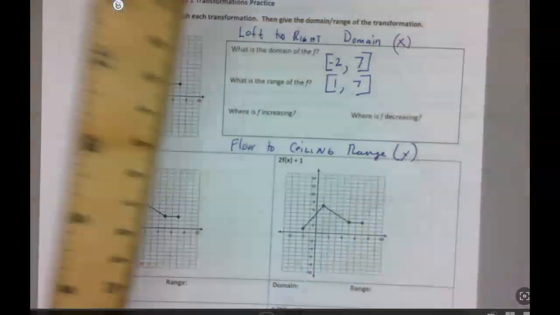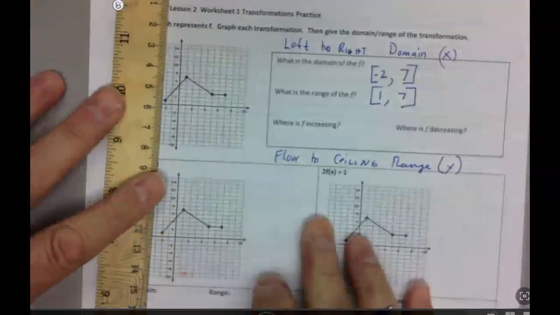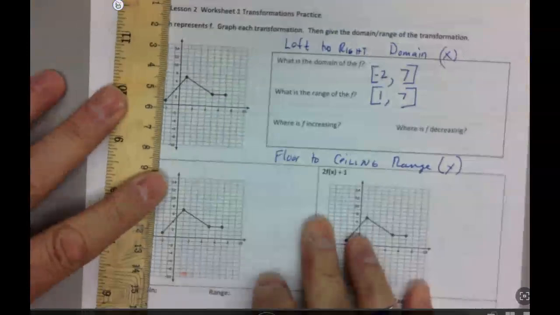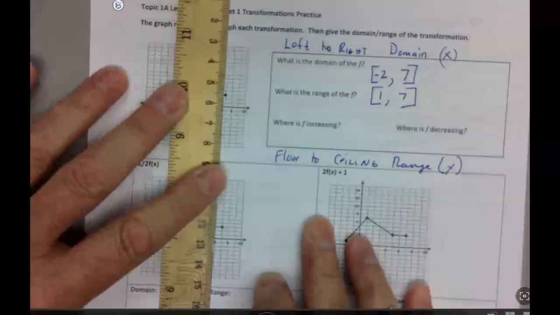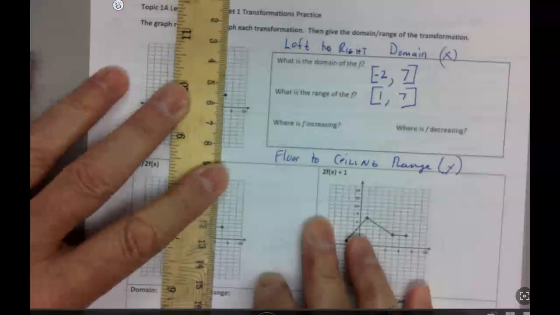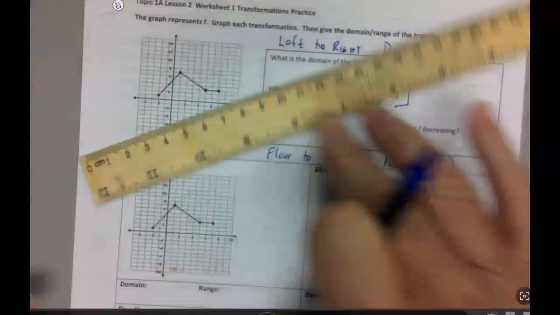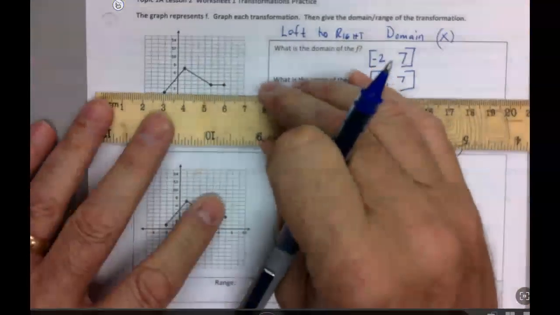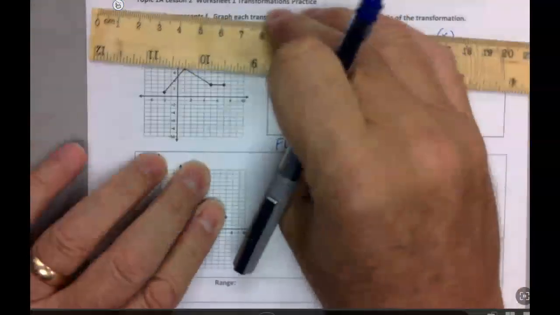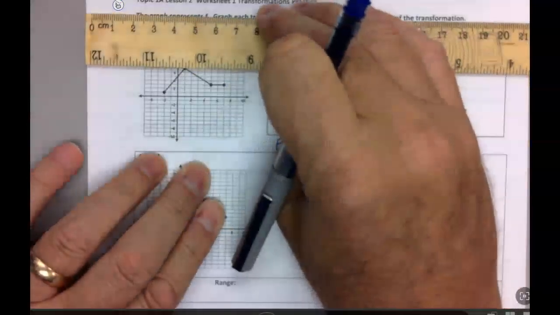So put your ruler there where it intersects the x-axis. That's the domain on the left. Where it intersects the x-axis, that's the highest x value. Then to figure your range, where does this ruler intersect the y-axis? 1 and 7. Does that make sense?